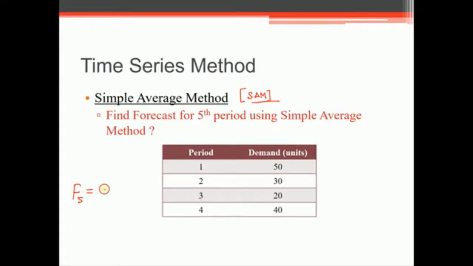So simply you need to take the average. So 50 plus 30 plus 20 plus 40 divided by how many terms are there? Periods? 4. So what is this? 50 plus 30, 80 plus 20, 100 plus 40 is 140, and so 140, if you divide this with 4, you will get this as 35. So you can fill this table, and so the demand for the fifth period will be 35 units.